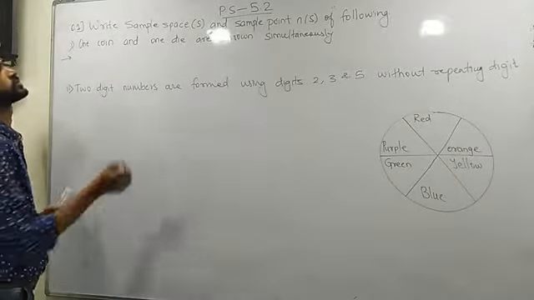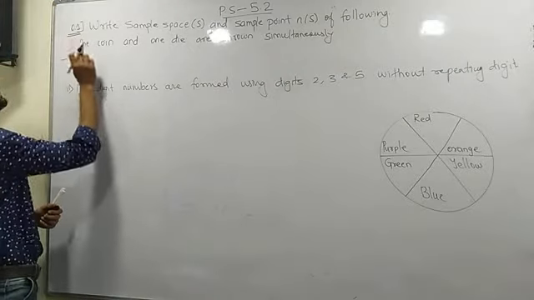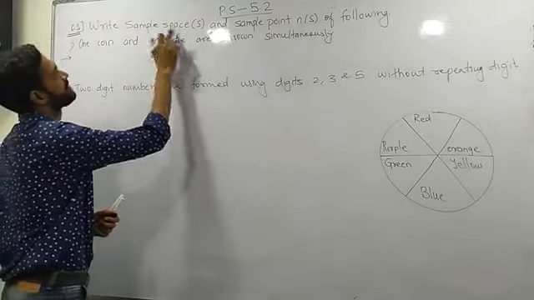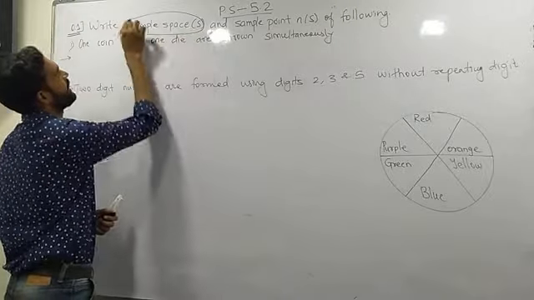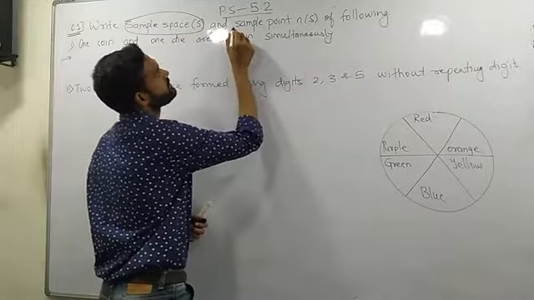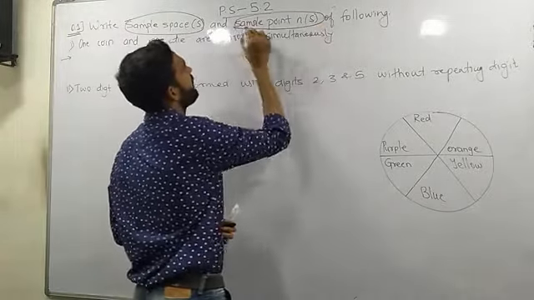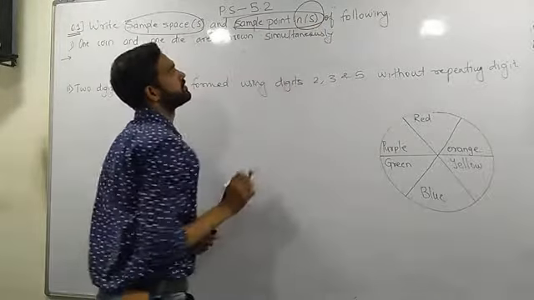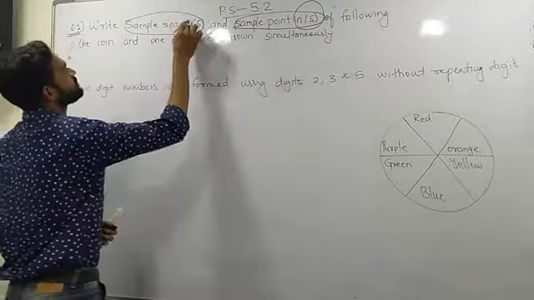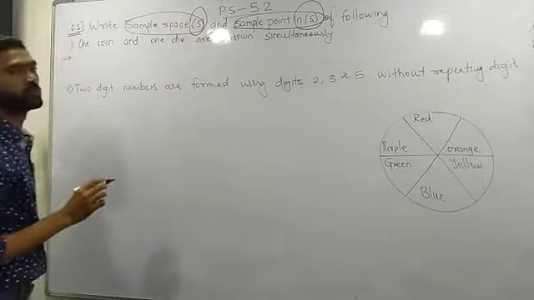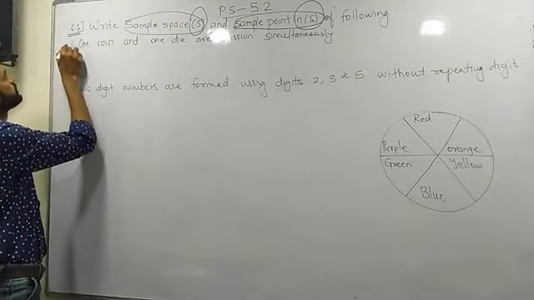Let's start with the first main question. Question number 1. Write the sample space, denoted by S, and the sample points, denoted by n(S), of the following. So these two things we need to find. Let's begin with the first sub-question.